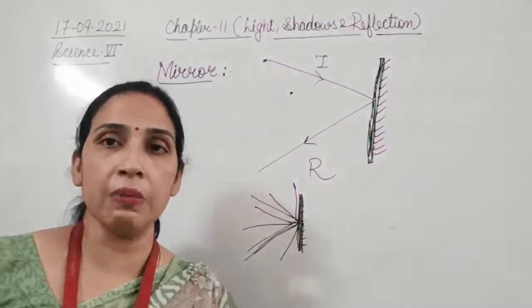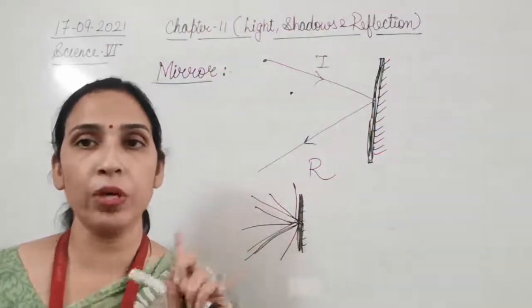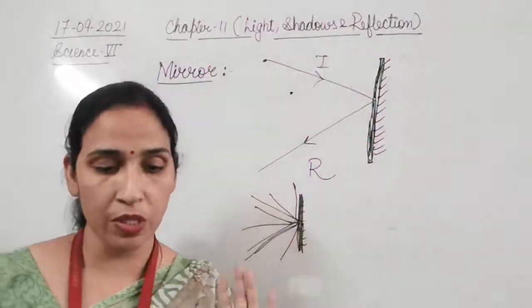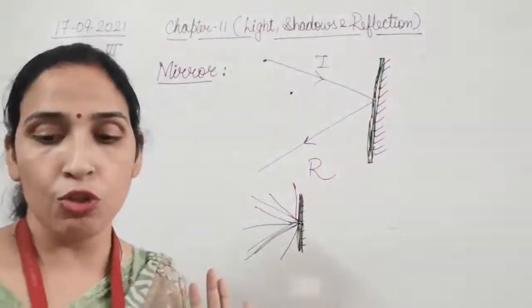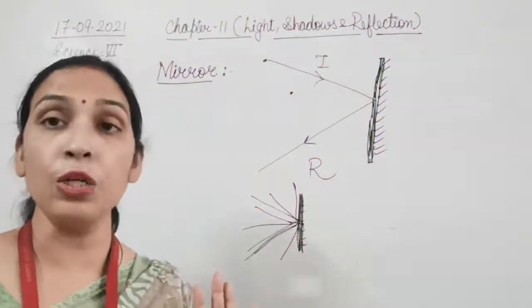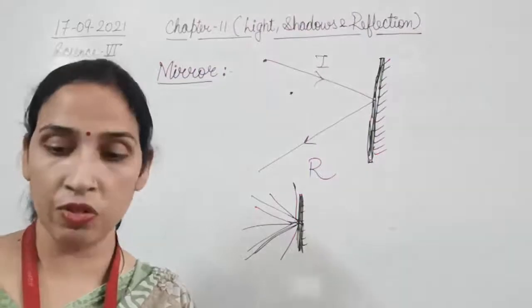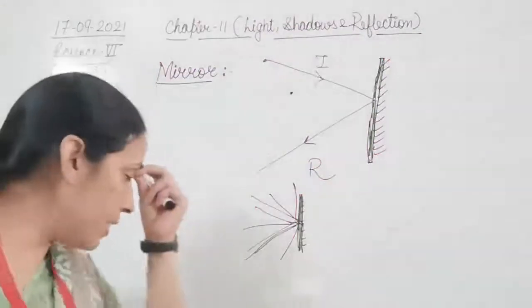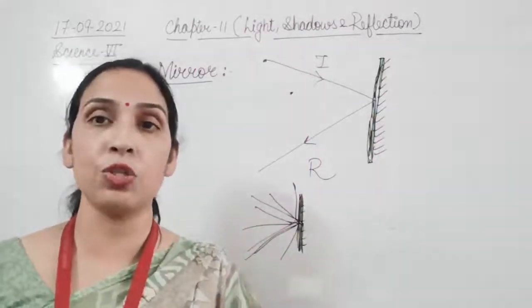Now after this, an image of an object is formed. So what are the different types of images? When we look into a mirror, we see the image of our face in it. There are two types of images that can be formed with light, that is real image and virtual image.